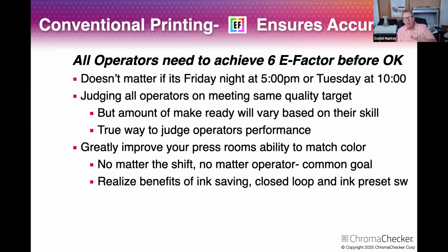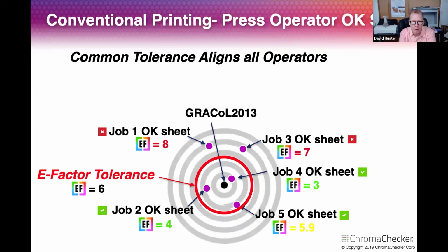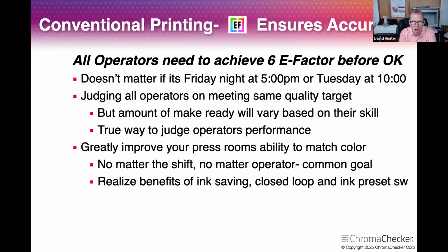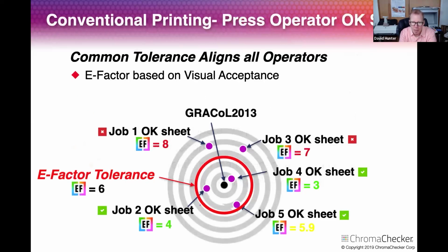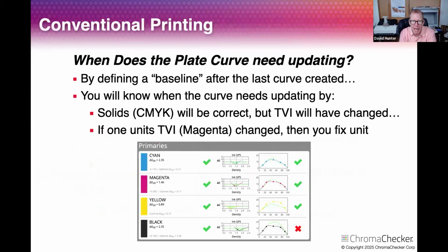And now you can start judging things like how long does it take operator A to get to a 6 E factor? How many sheets of make ready do they go through? How many sheets of make ready does it take operator B to get there? So you're judging them all at the same level of quality. And now you're seeing how well they're actually getting the press up to that level of color in a short amount of time. And it helps you understand which press operators need more training or more work. And in this way, you have a common tolerance that aligns for all press operators, and it's based on E factors. So you know right away if the jobs are good or bad.